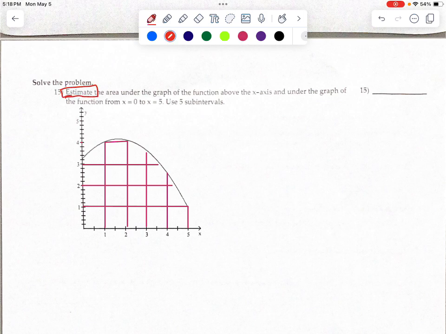Now, I do expect a close estimate, but I'm just going to count the whole squares first, right? 1, 2, 3, 4, 5, 6, 7, 8, 9, 10, 11, 12, 13. Might as well count that one as 14. Maybe 15 and 16, right? Because we do have a little corner here and a slice there. So I would say approximately 16. Actually, why don't I just write that where I need to write it? 16 would be the approximate area under the curve.